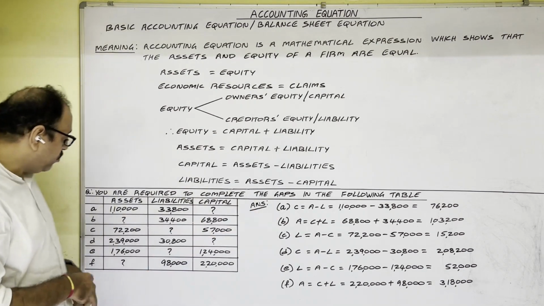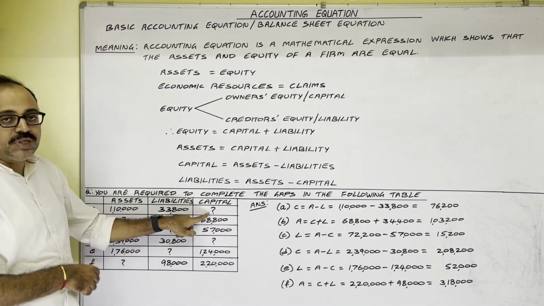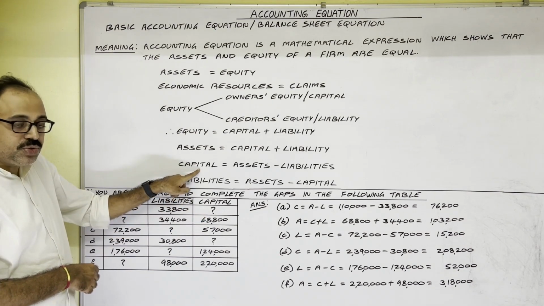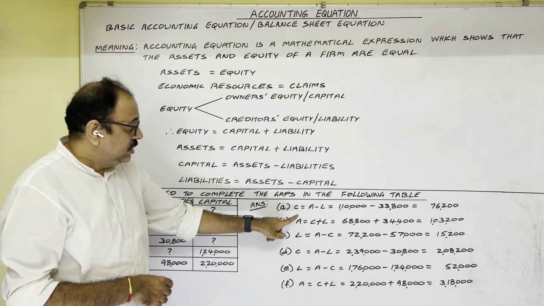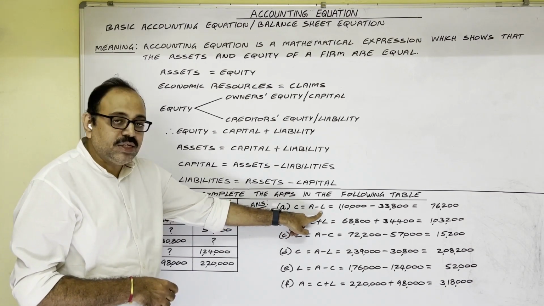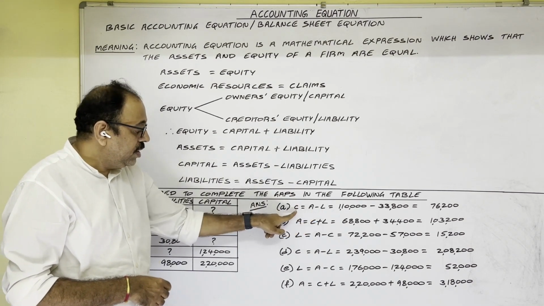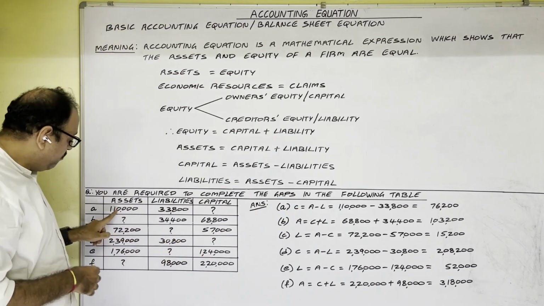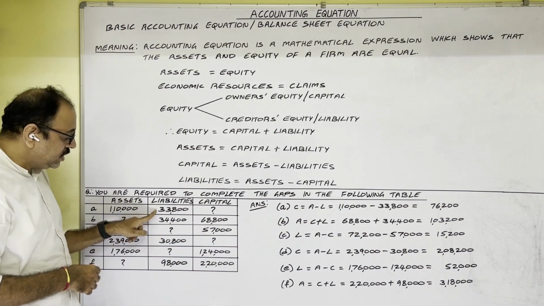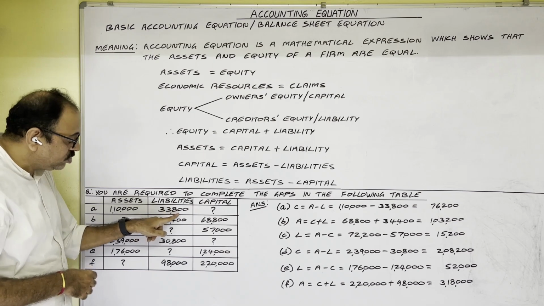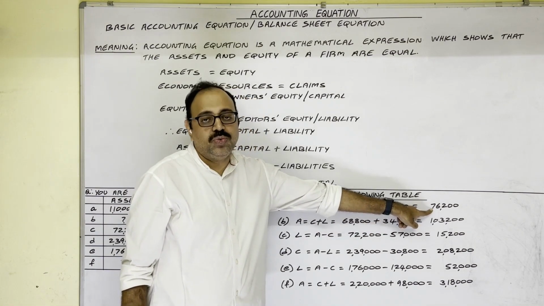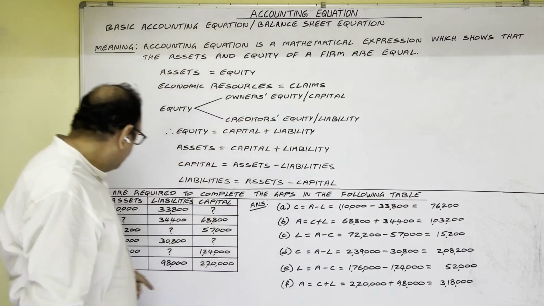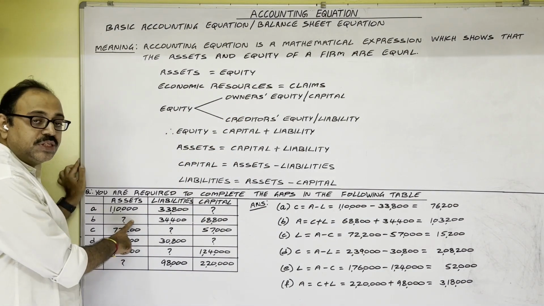A bit, what is missing? Capital is missing. This formula we should use now. Capital is equal to assets minus liabilities. In A bit, asset is 1,10,000 minus liability 33,800. So the answer is 76,200.